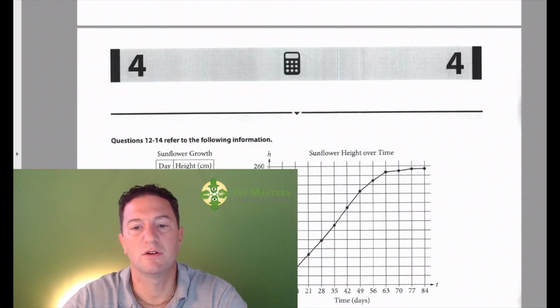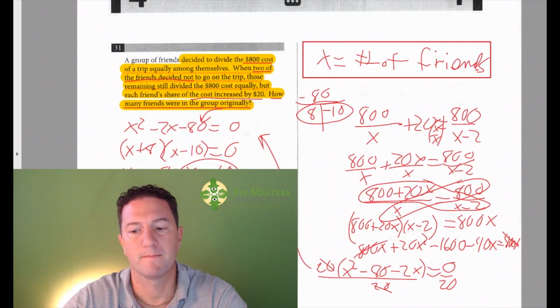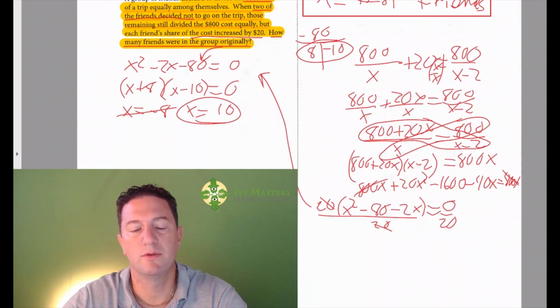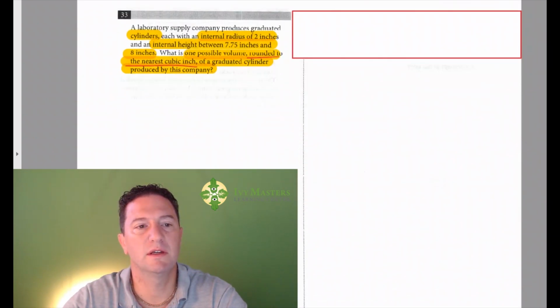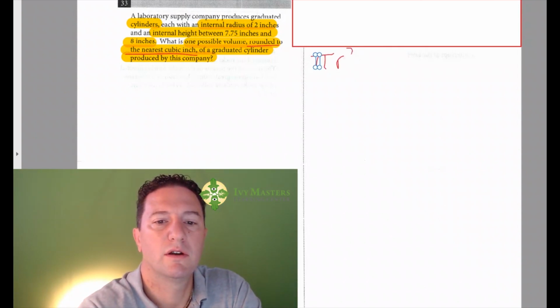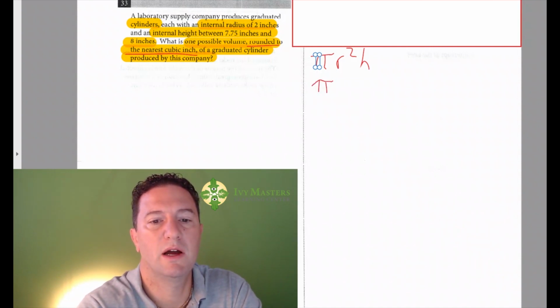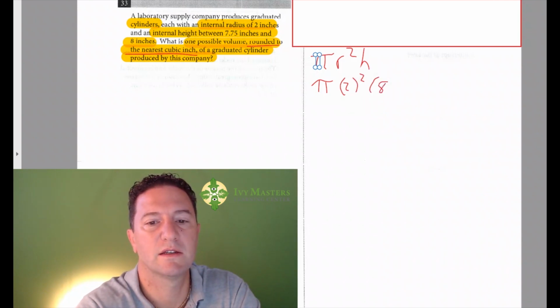Okay, so we shuffle back to our question here. And we see that if we do pi r squared times height, now we're going to use for the radius 2, so pi times 2 squared, and we're going to use for the height 8. And keep in mind that we've got to round to the nearest cubic inch, so you've got pi times 4 times 8, and 4 times 8 is 32, so it's 32 pi.